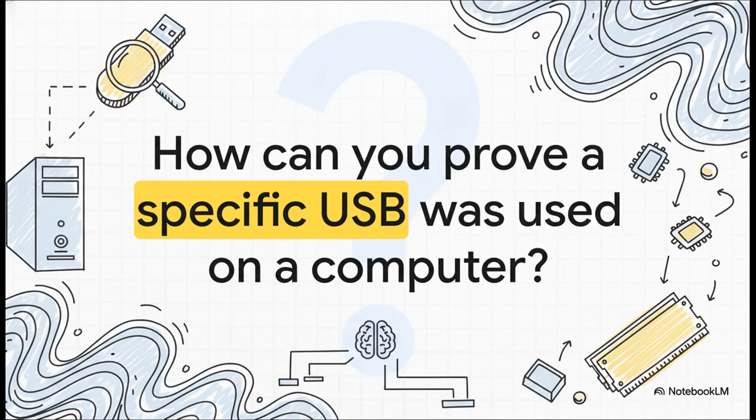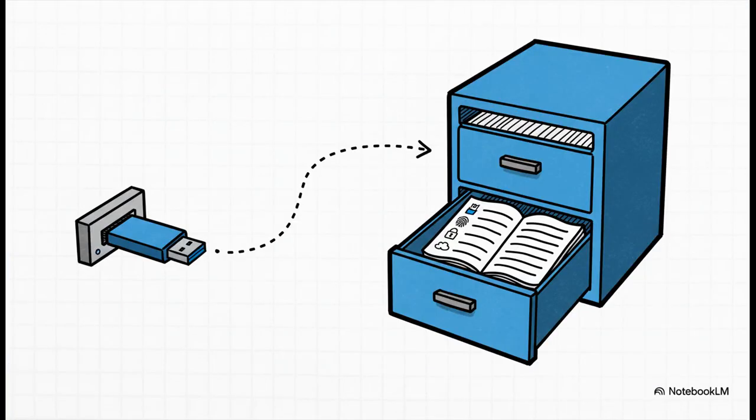Well, the computer itself actually remembers. Our first clue is hidden away in the Windows registry. You can think of the registry as the computer's diary or its guest book. Every time a USB drive is plugged in, Windows jots down the make, the model, and, most importantly, the unique serial number of that device. The computer keeps a list of every visitor.